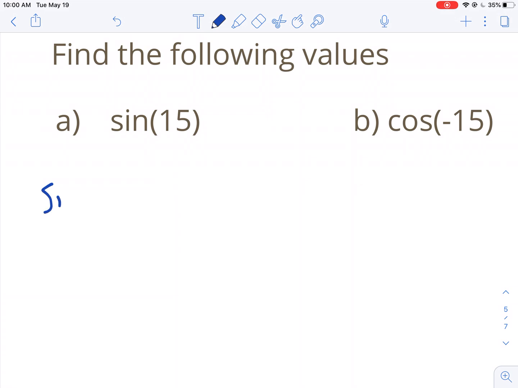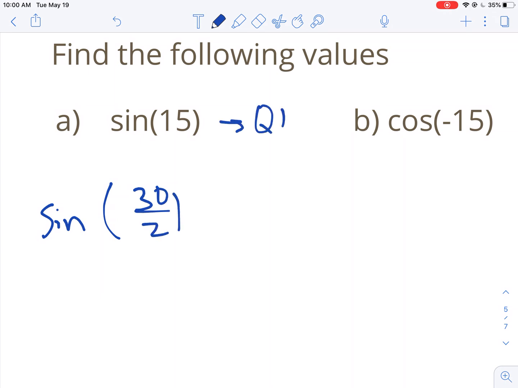Again, we could use that sum and difference formula. We could say that it's the sine of 45 minus 30, and we could plug it into that sum and difference formula. Or we could say that this is the sine of 30 degrees over 2. Now again, we're going to know that this ends up in quadrant 1 because it's 15 degrees. So that means we know that it's a positive answer here.